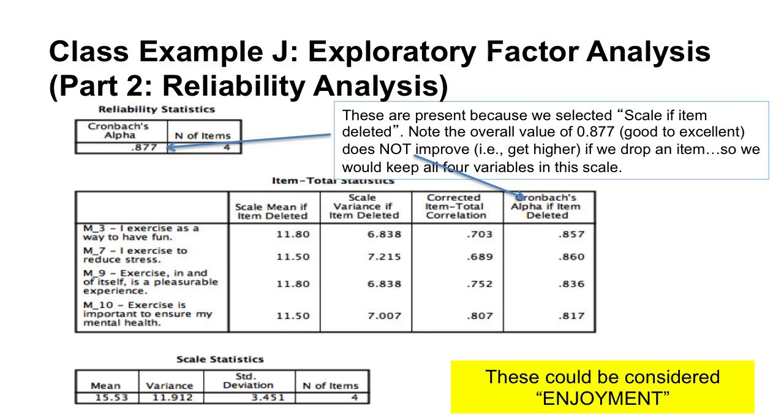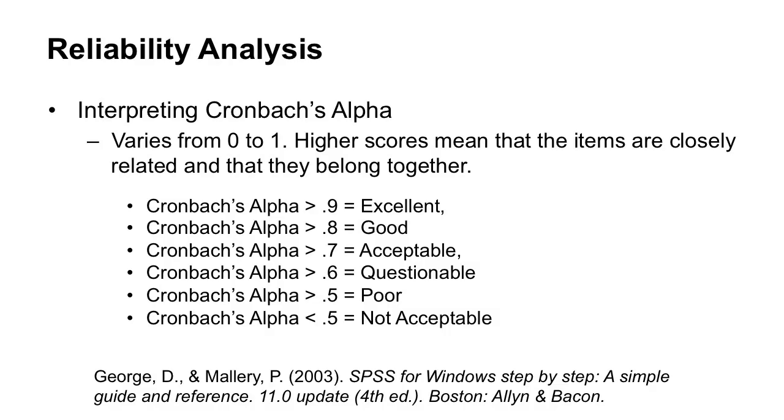In this case, for the scale pertaining to enjoyment, we have a Cronbach's alpha of 0.877, which is really solid. Moreover, we can see that if we drop one of the variables, as indicated in that far right column, the Cronbach's alpha does not really get any higher. In reference to the reliability analysis for the enjoyment scale, the Cronbach's alpha was 0.877, which would be bordering on excellent.